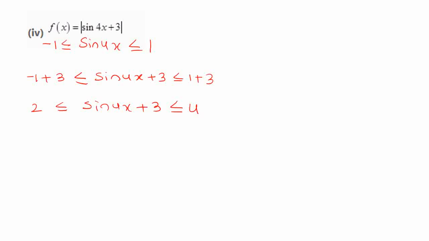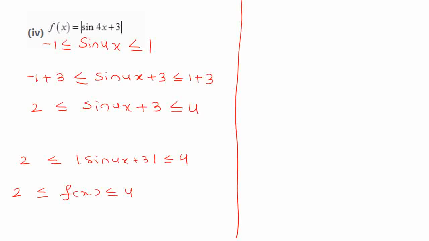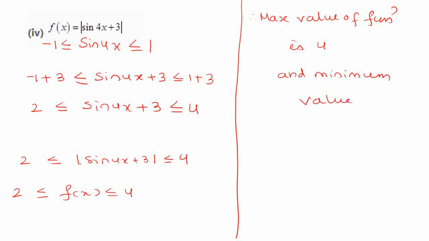Now in function mod is also there, so we will apply mod throughout. So mod 2 will be 2 only, then mod sine 4x plus 3, less than or equal to mod 4 is also 4. So we can write 2 less than or equal to f of x less than or equal to 4. So here we got maximum value also and minimum value also. So we can write therefore maximum value of function is 4 and minimum value of function is 2.